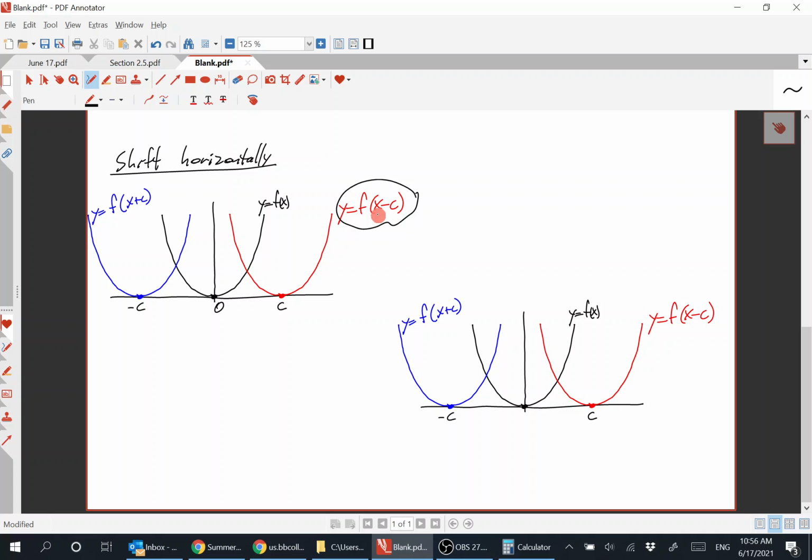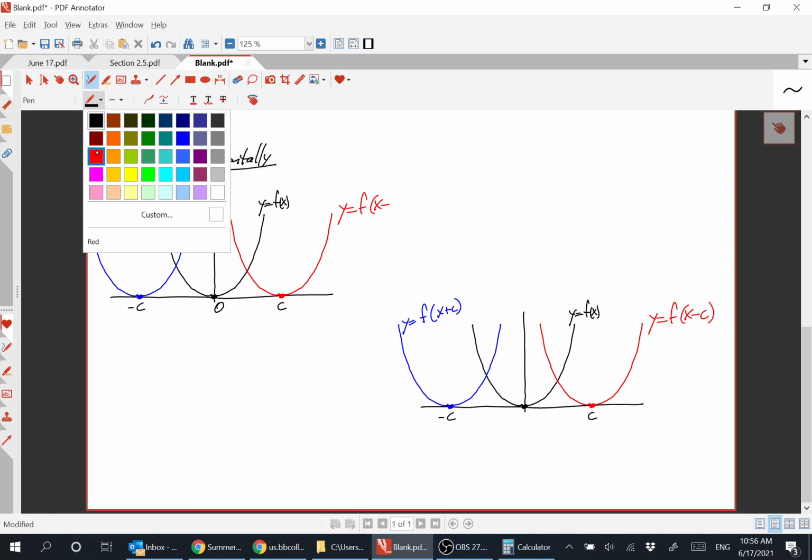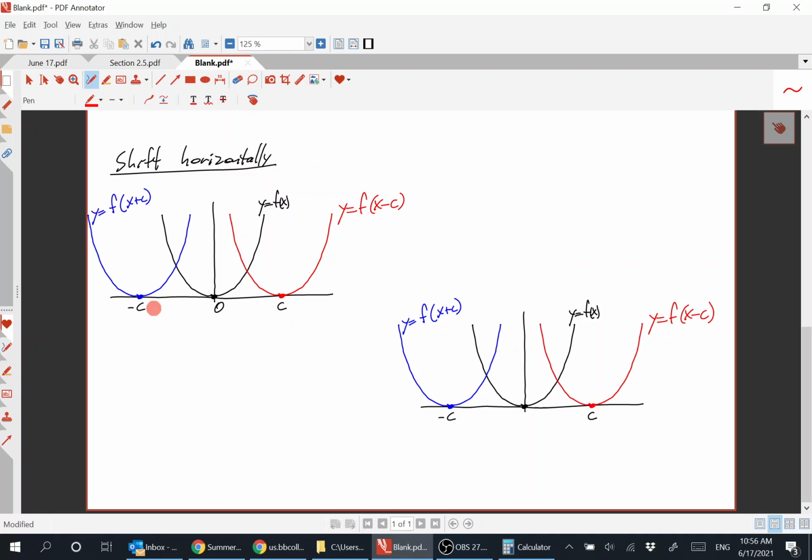When I plug in positive c, well, I get f of c minus c, which is f of 0, right? So I get a y value of 0. So I'm touching the x-axis. Similarly here, x plus c, when is x plus c equal to 0? Well, at negative c. Okay, so that's why we get shifted left when you add c, because it takes this point where the argument is 0 and transfers it over here.